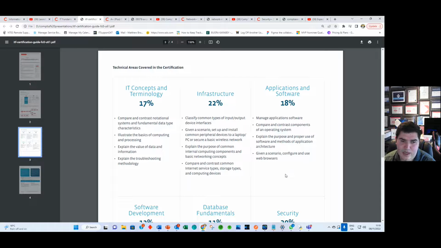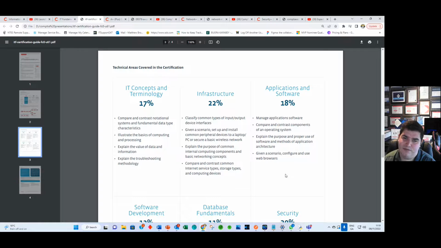Some basic networking there. You're going to also have to explain the common internal components. So what that means is IT fundamentals brings you through the basics of a computer. So you're going to have to get a computer, take it apart, learn about the different components like your processor, your RAM, your hard drive, your SSD, your CMOS battery, all that kind of stuff.